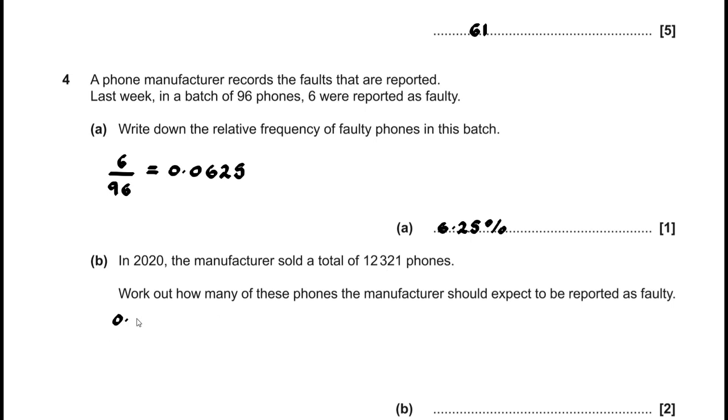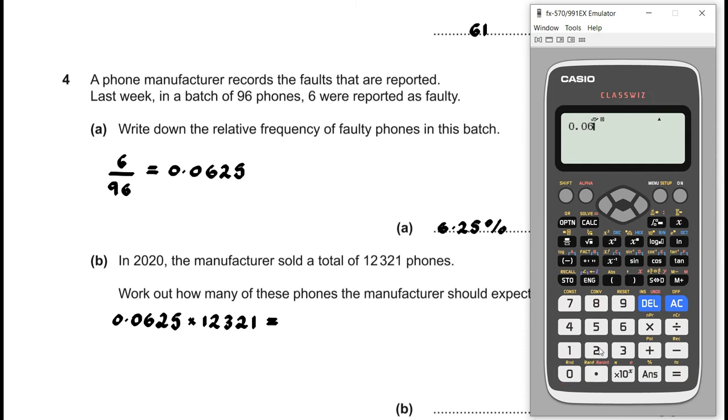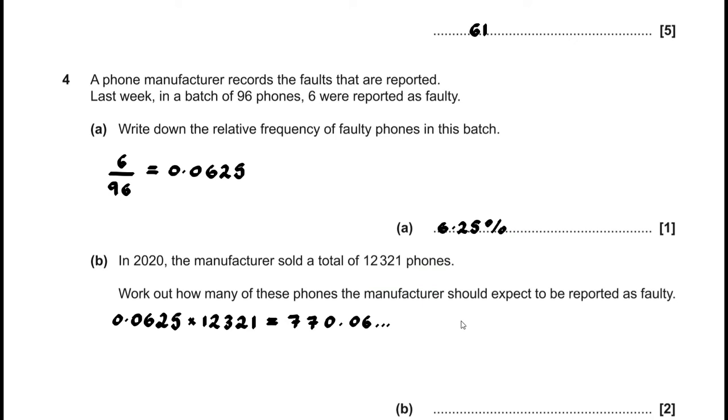So we have 0.0625 times by 12,321. So if we work out what this is, we get 770.06, etc. So we can expect 770 of these phones to be faulty.